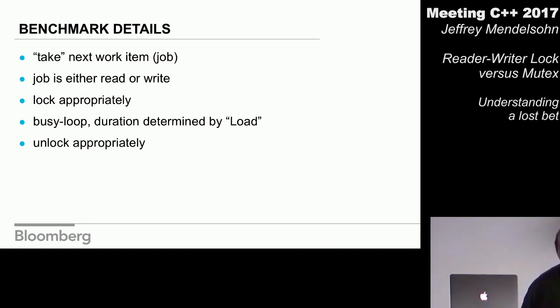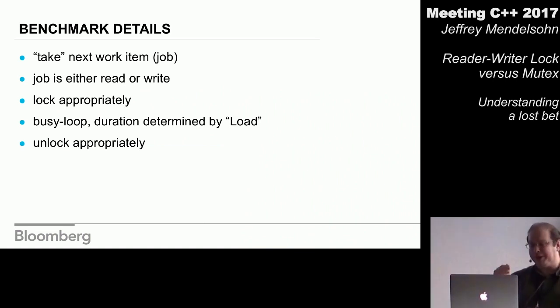So I'm going to describe the benchmark I built, and if you have questions as to why I did something a certain way, please interrupt. Let's focus from a threads point of view. So there's going to be lots of threads coming through. A thread's going to come into something which simulates a shared data structure. It's going to take the next work item, so to speak, a job. The job will be marked as either a read job or a write job. So it'll take the appropriate lock. For a read job, it'll take a shared lock. For a write job, it'll take the exclusive lock.